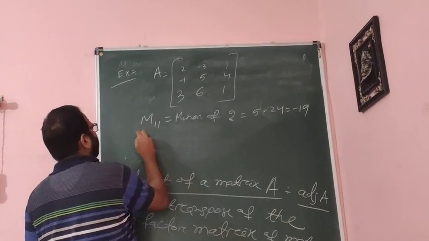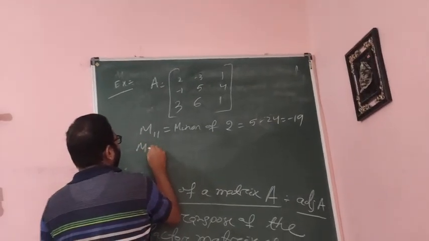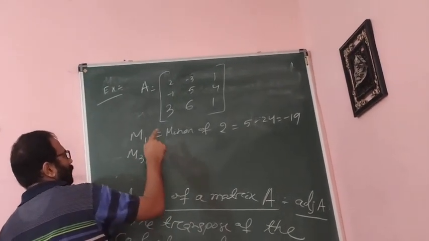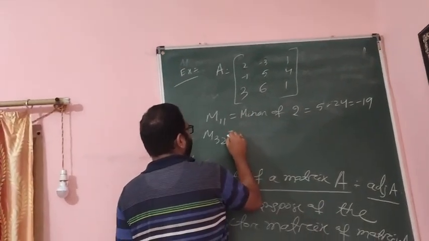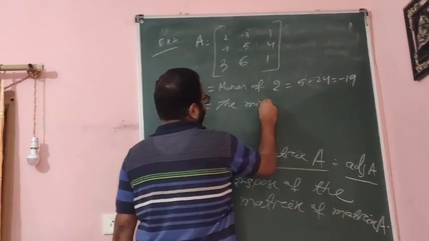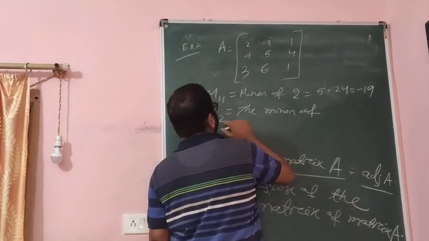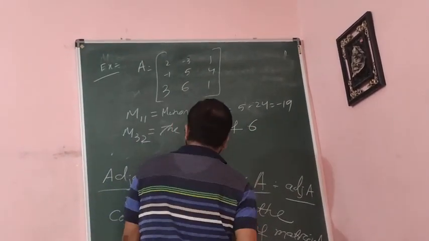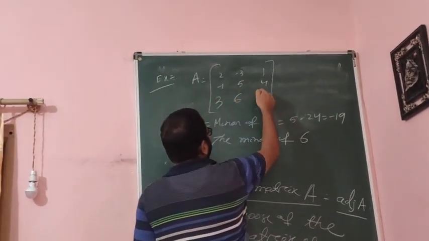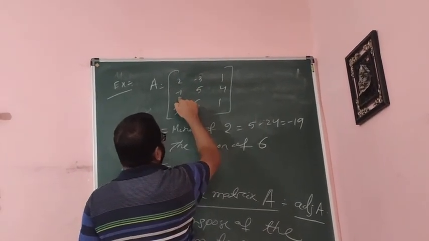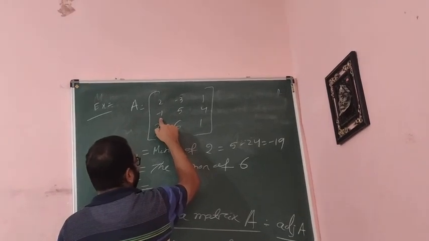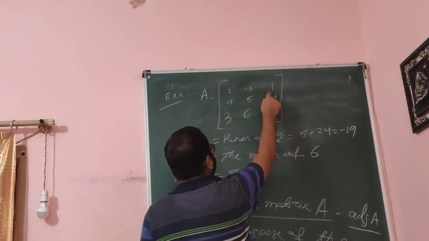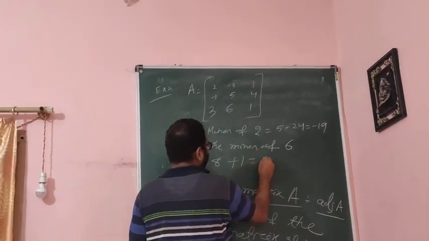And similarly we will get the minor of others. Suppose M31 or M32. M32 means the minor of the element in the third row and second column. What is that? 6. So minor of 6. You delete this row and delete this column, then consider the remaining and find the determinant. You will get the minor. So what is that? 2 into 4 is 8, minus here minus 1 and minus 1, that is again minus 1 plus 1. That is equal to 9.